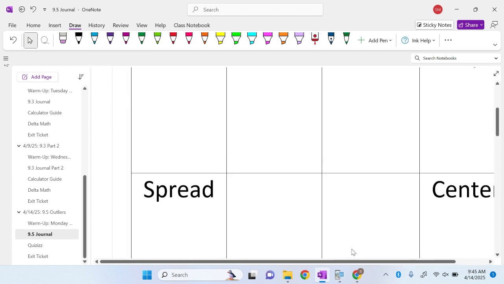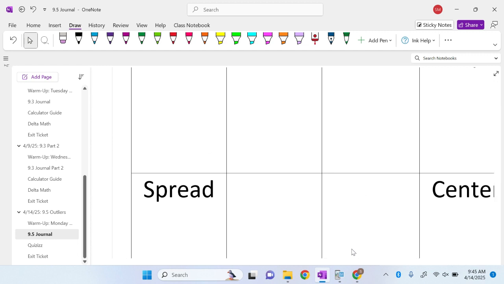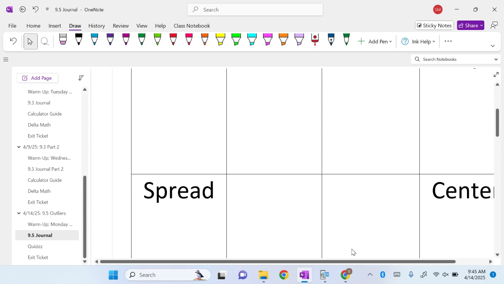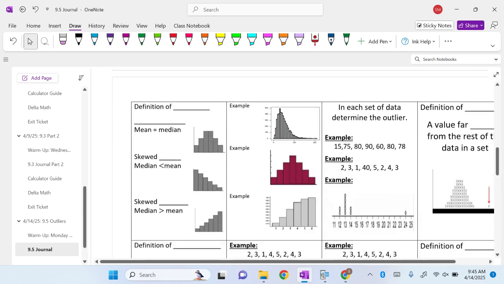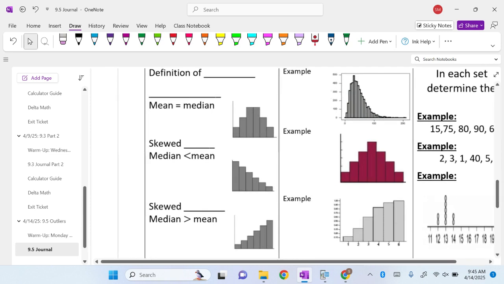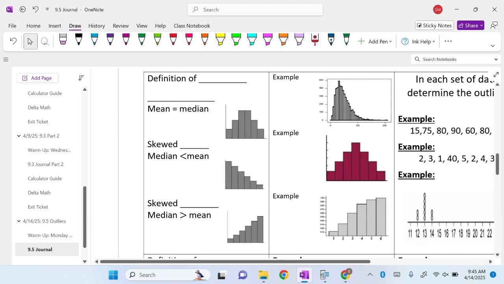We're going to go ahead and get started. So you should have that journal out. Now, we're going to start by talking about the shape of data. So that should be the top left corner of your foldable.